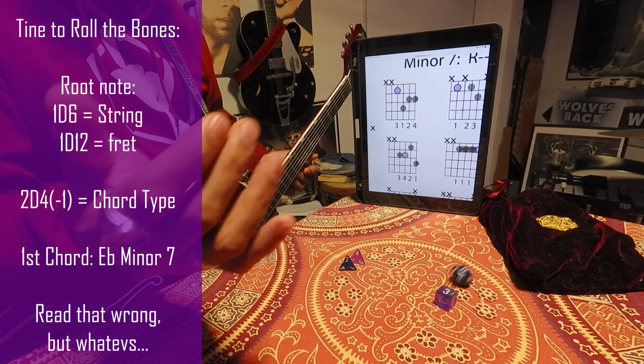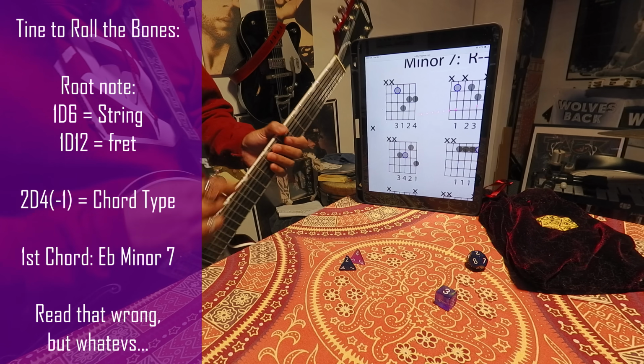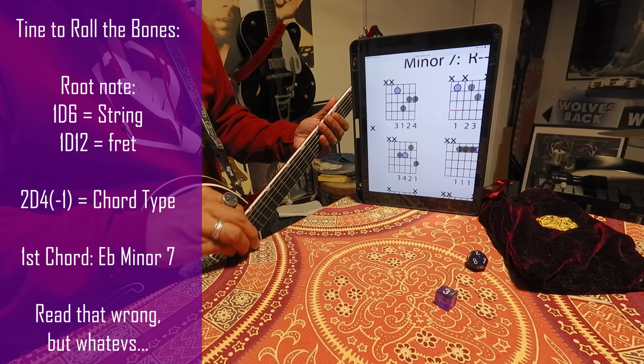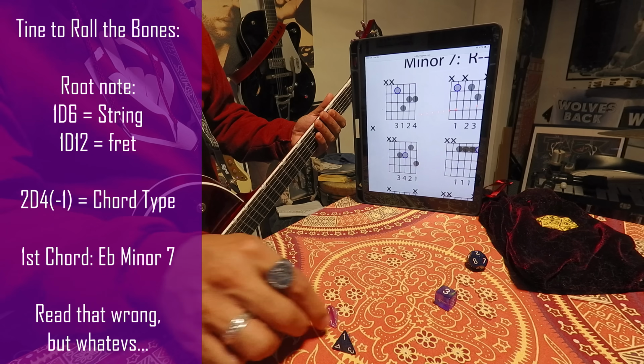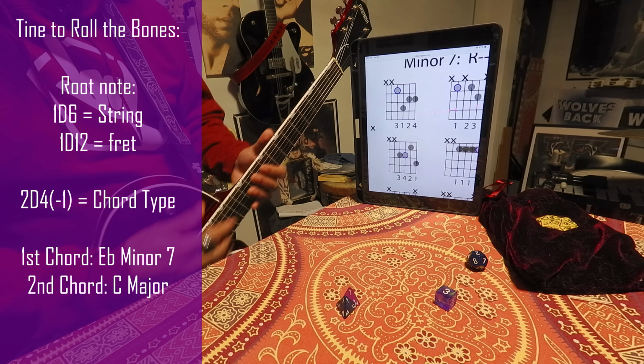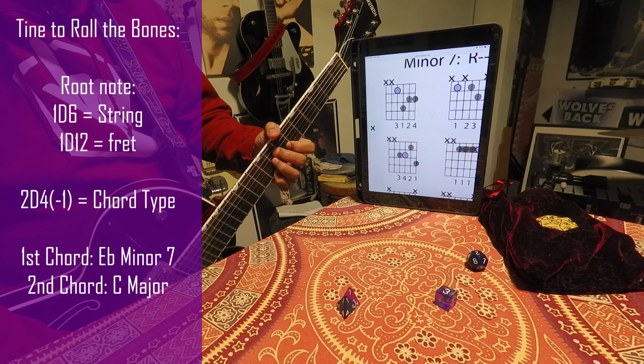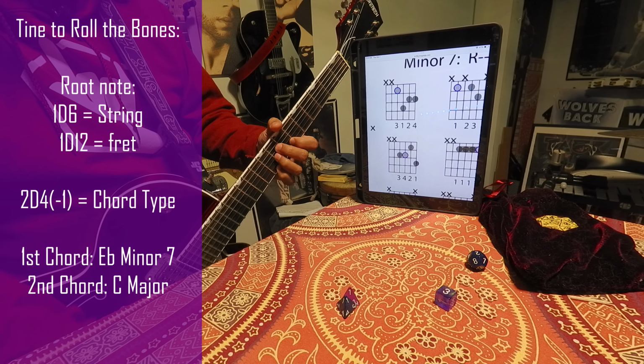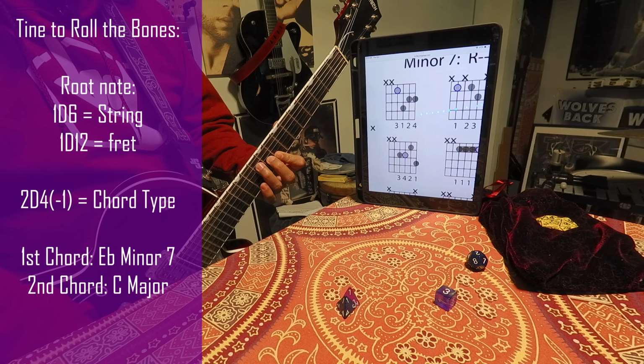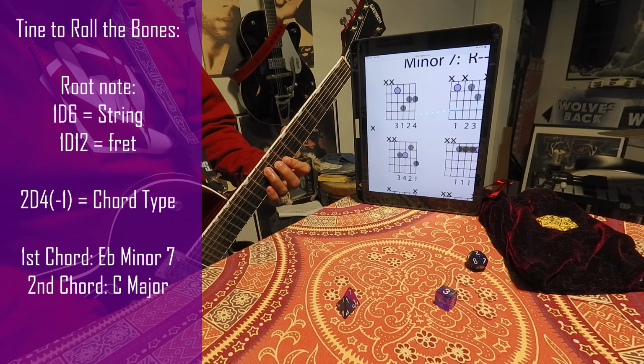Let's re-roll. The 2nd fret, the 3rd fret, so that's C. And the 2, so C major and E flat minor 7. So I can just try learning, and then a C major maybe. And then E flat minor 7.